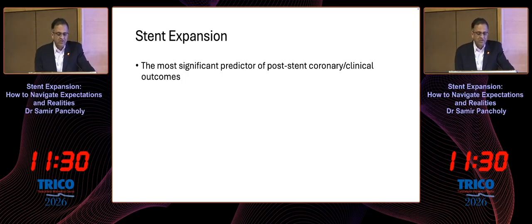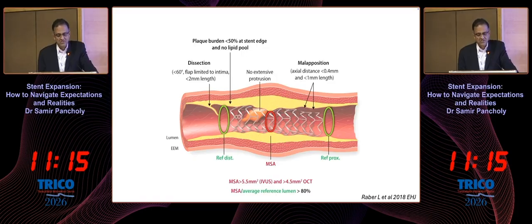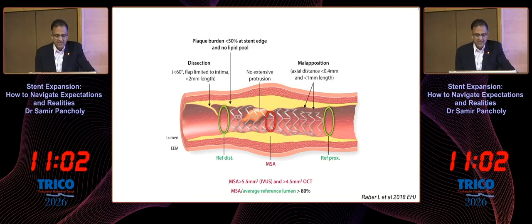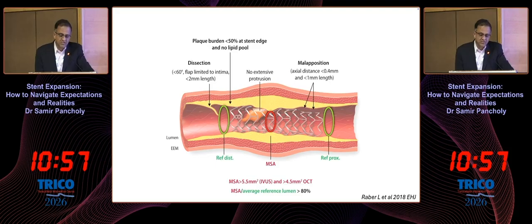So as we all know, and we have learned over and over, stent expansion is the most significant predictor of post-stent coronary clinical outcomes. This is the very popular figure that you'll see from Raber et al. from a few years ago, which summarizes all the information that's out there and gives you some numbers to work with. And you look at the science behind this figure, it almost is increasing your level of confusion. A few terms are very important: the reference diameters, vessel versus lumen, and then the minimum stent area.